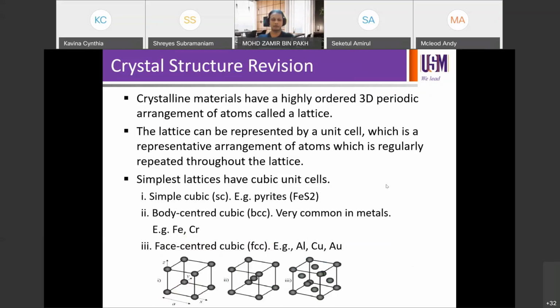We start everything from the unit cell. You've learned about BCC, FCC, and others, right? Hexagonal lattice. It depends on what type of semiconductors you are talking about. If you talk about BCC, then common examples are iron or chromium. If you talk about FCC, it's like aluminium, copper, gold.